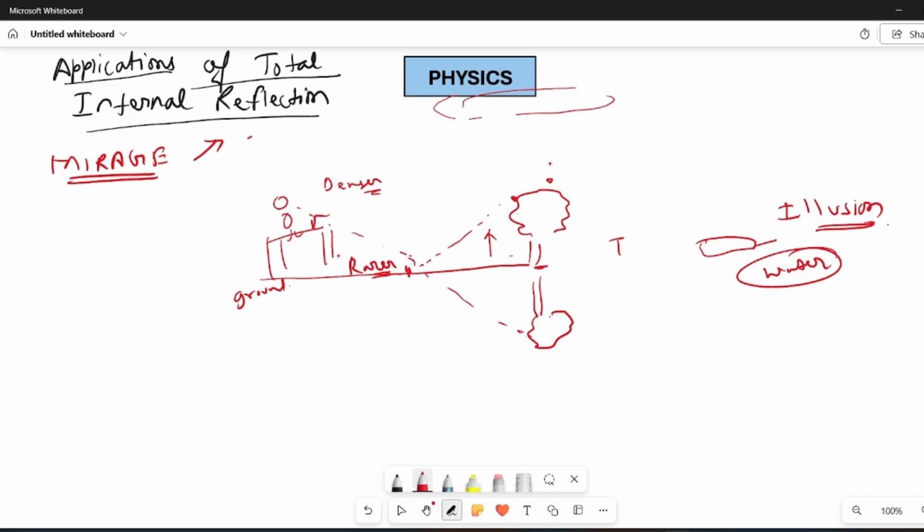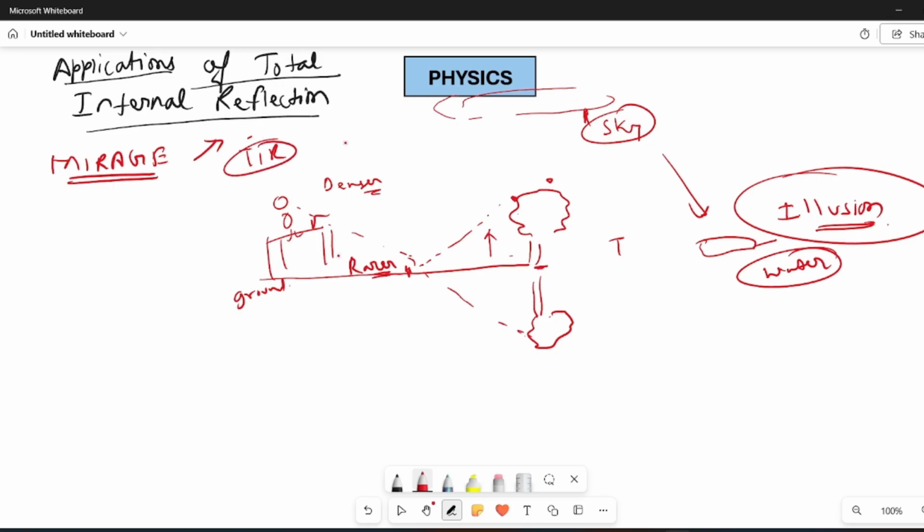Most of the time at further distances, this is the image of the sky, which results in us seeing water on the surface. So this is the inverted image of the sky which results in us seeing the water on the surface. That is the explanation for the illusion of a mirage. It is exactly the concept of TIR happening at random places because of temperature and thermal differences. On the surface of the earth, there is a huge variation of temperature.